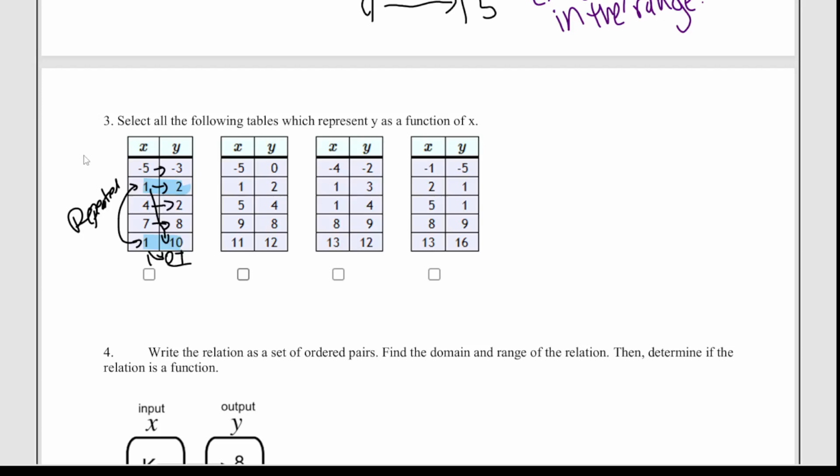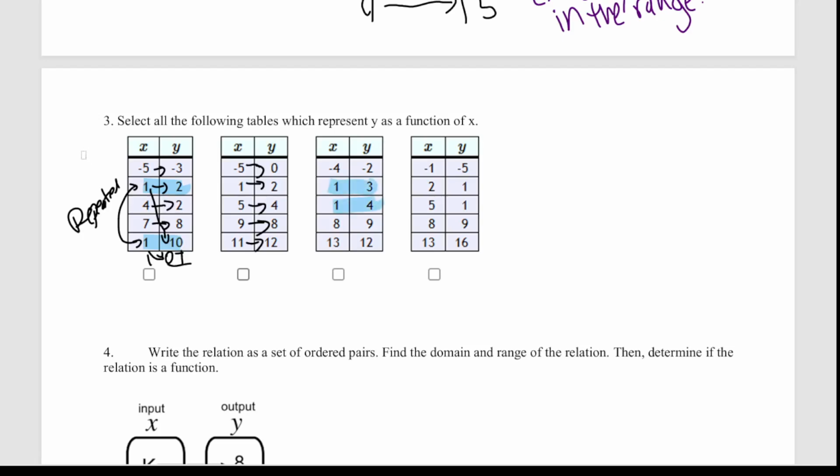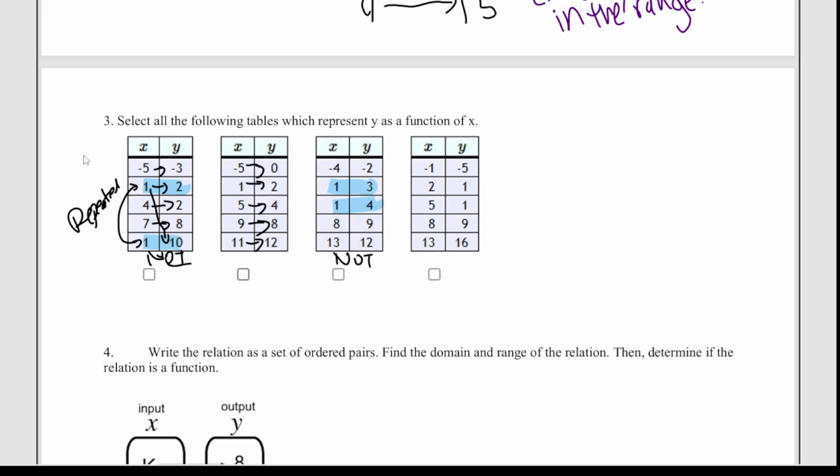And then sort of same thing in the next table. The next table, it looks like we're good because each of those x values is unique, and they each actually happen to also go to a unique y value, so we're double good. What's the problem in this next table? In the next table, I've got 1 going to 2 different numbers again. That's a problem. So that would not be a function. And then in the last table, we're actually good.